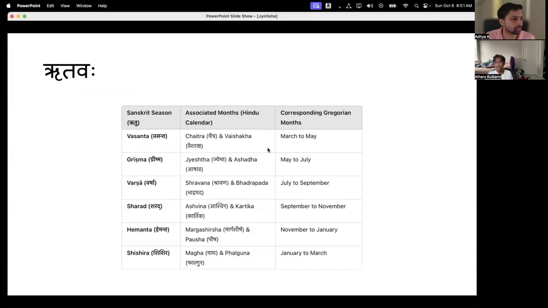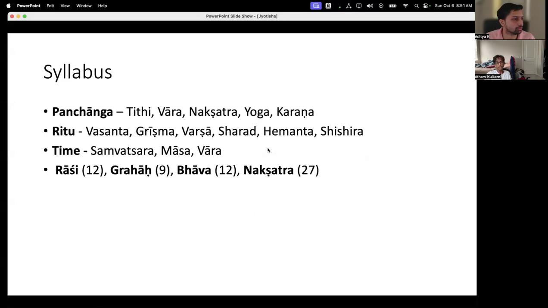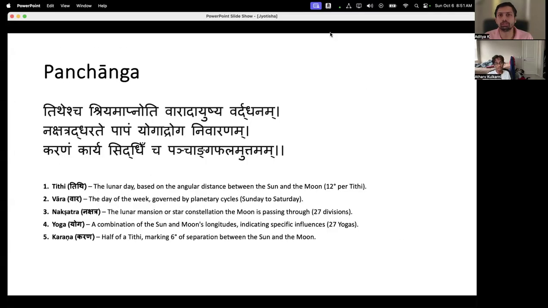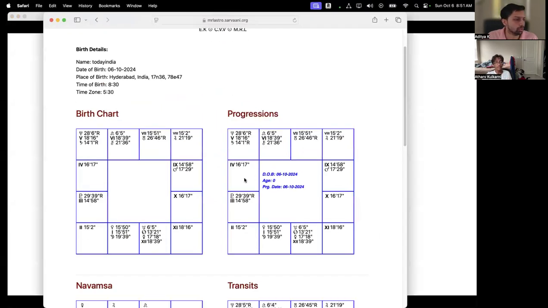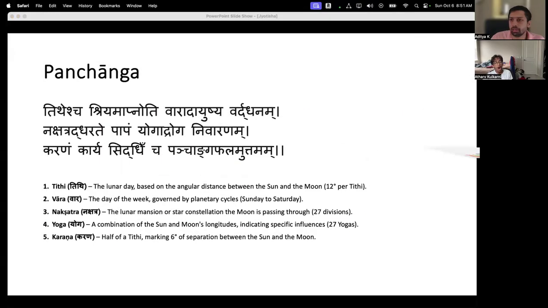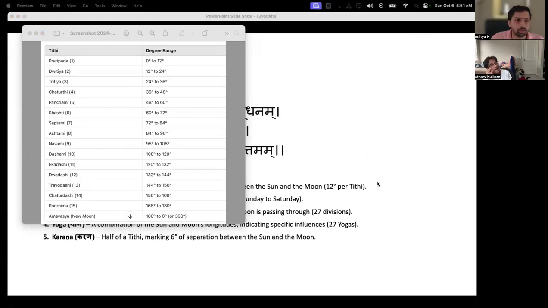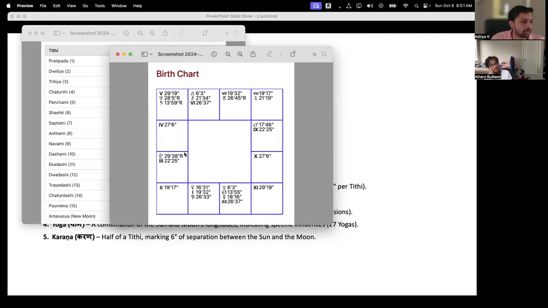So if we can calculate the speed of the moon every day on a daily basis and keep tracking it from here, here, and so on, we will know what tithi it is on that day. It's a very simple mathematical calculation. So now all of you know how to calculate the tithi.